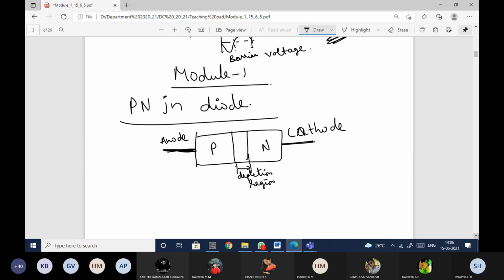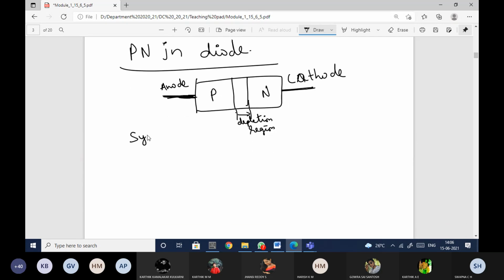Okay, and the symbol for your PN junction diode is given as... see, if I put a bubble here, it is an inverter. So don't get confused with this, because most of the people have made a mistake here. So I'm just repeating. Okay, so this is the symbol.